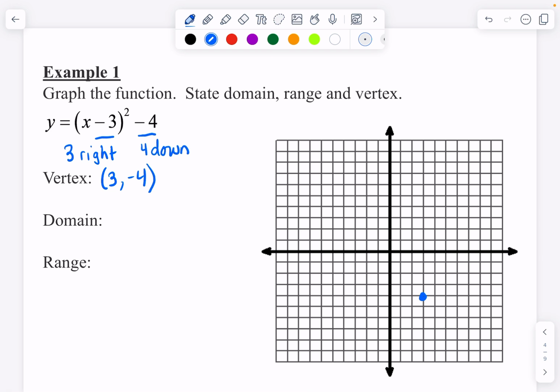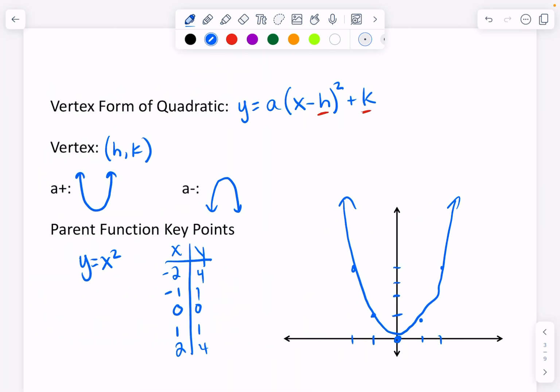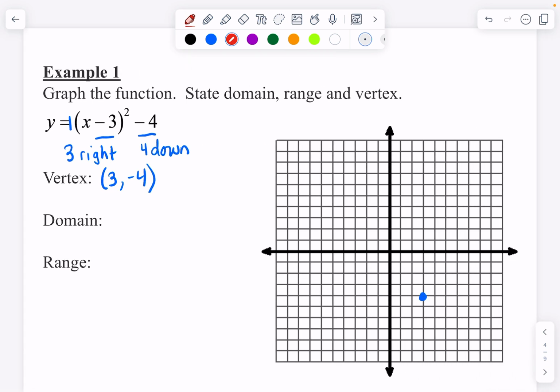Now, remember, A is 1 in this case. So it's the same counting that you would have here, just you have a new vertex that you're going off of. You're not going off of (0, 0). You're going 1 left and right of where your vertex is, and 2 left and right of where your vertex is. So I go left and right 1 and up 1. Left and right 2 and up 4.